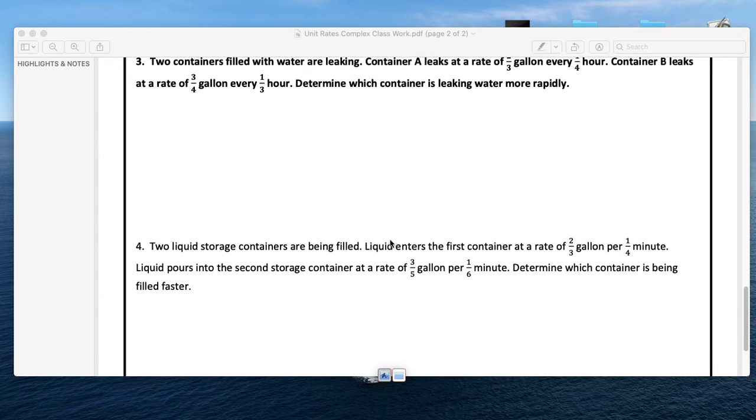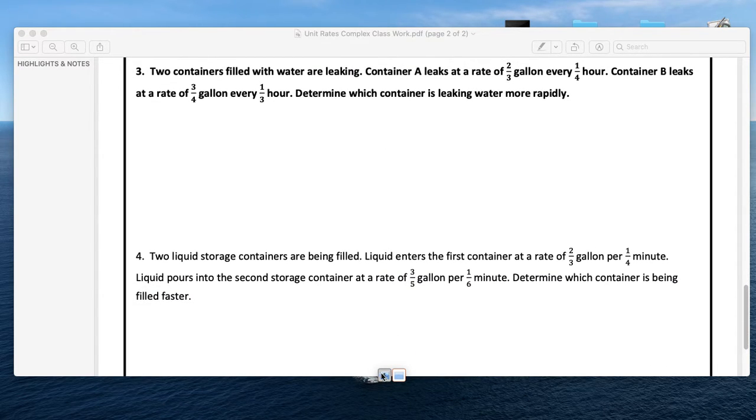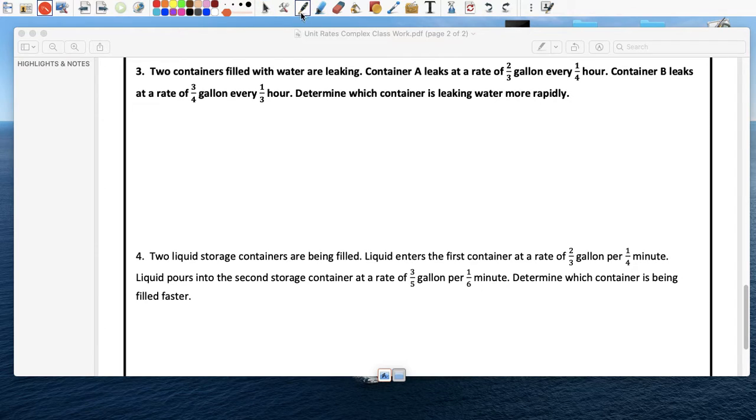All right, 2 more questions. ¿Quién es más rápido? That's the question. 2 containers. Hay 2 contenedores. Okay. Están llenando con agua. All right. So, which one? Está perdiendo agua, perdón. Hay 2 contenedores.